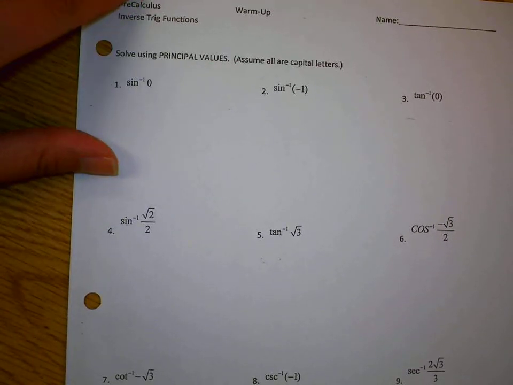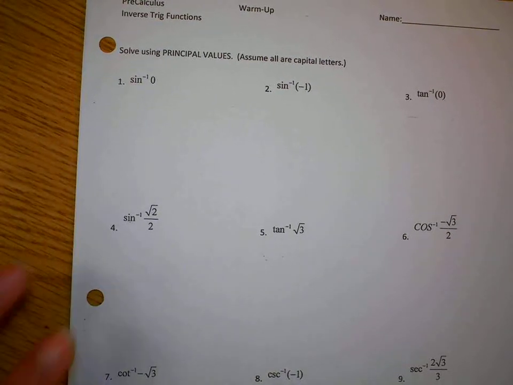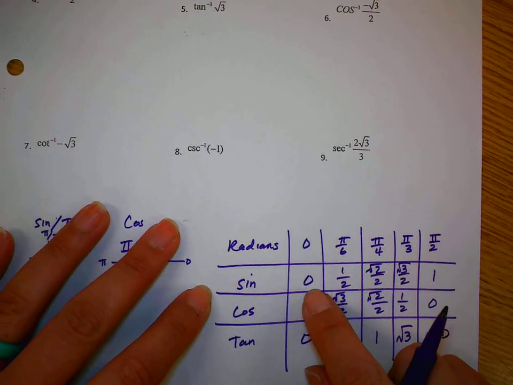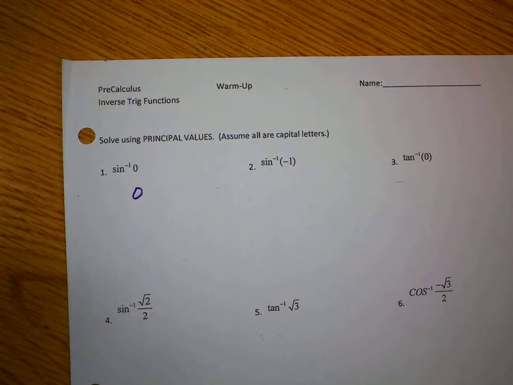Number 1, you have an inverse sine of 0. If I look at my reference angle chart, the angle that would have a sine of 0 would be 0. And that's on the x-axis in between negative pi over 2 and positive pi over 2. So that's good. Now we're looking for the inverse sine of negative 1.